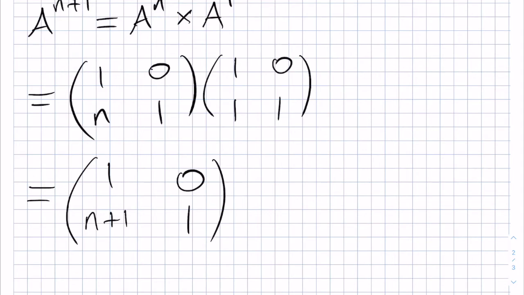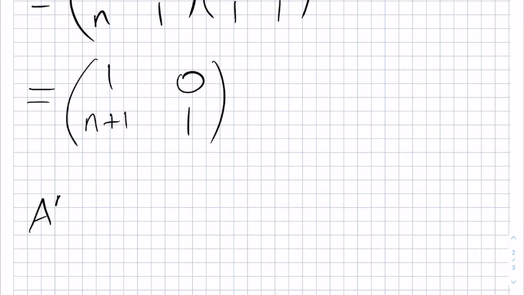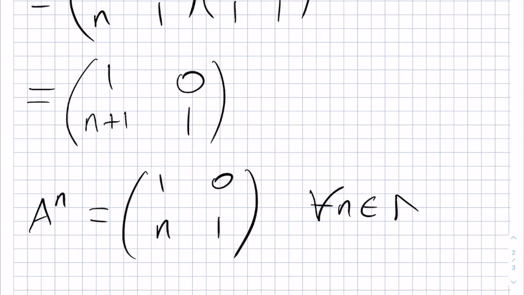Therefore, indeed, we have shown what was required for n plus 1, and therefore, by induction, A to the n equals 1, 0, n, 1 for all natural numbers n. And so, I will use a square box to conclude our inductive proof.